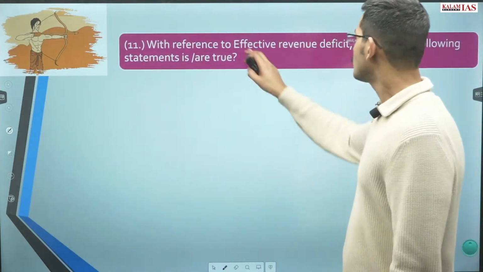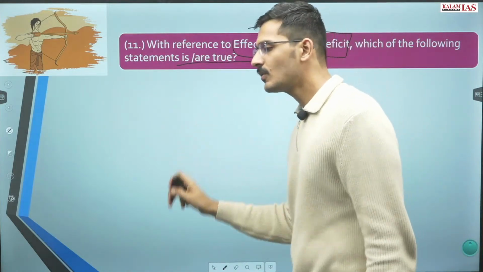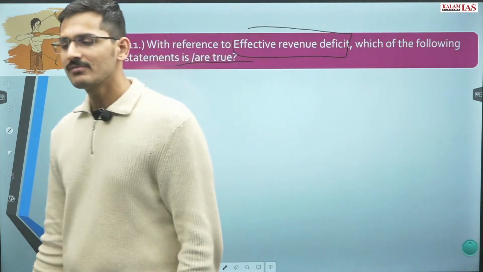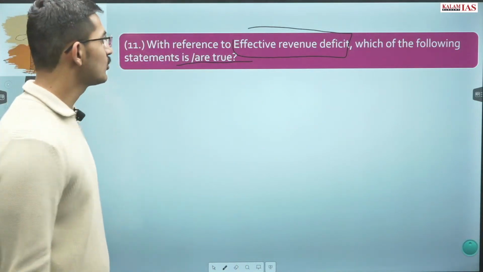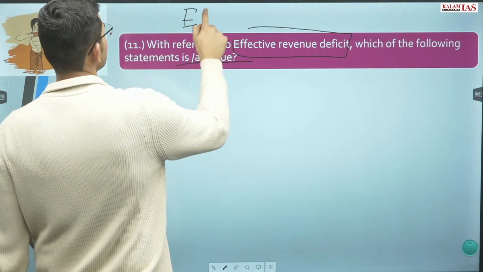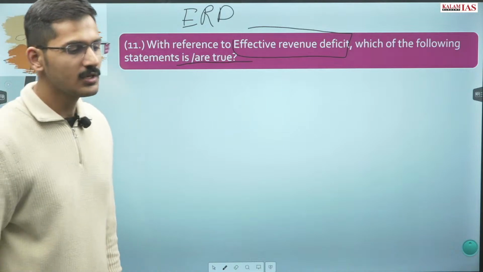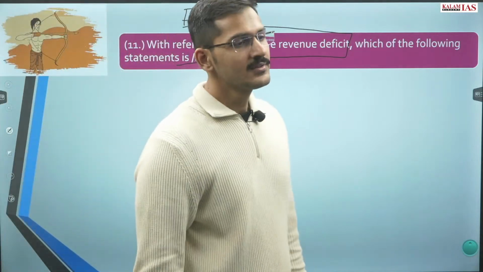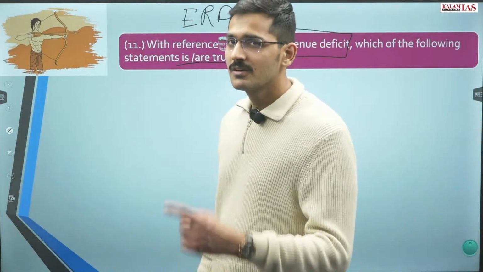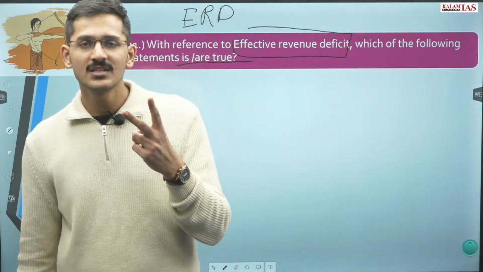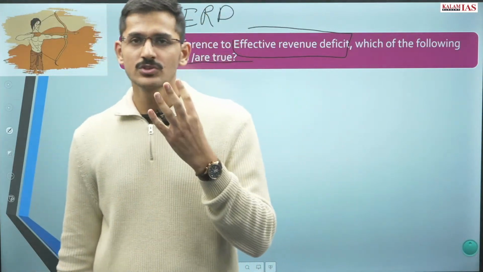Next is, with reference to effective revenue deficit, which of the following is or are true? Now, what is effective revenue deficit? We know revenue deficit is revenue expenditure minus revenue receipts. Effective revenue deficit is ERD. Now, you should be aware of these terms because these terms are used in the budget of the Government of India. If you look at this year's budget, there are 4 deficits that the Government of India calculates. One is fiscal deficit, the other is revenue deficit, then there is primary deficit, and then there is effective revenue deficit. So these are the 4 deficits.